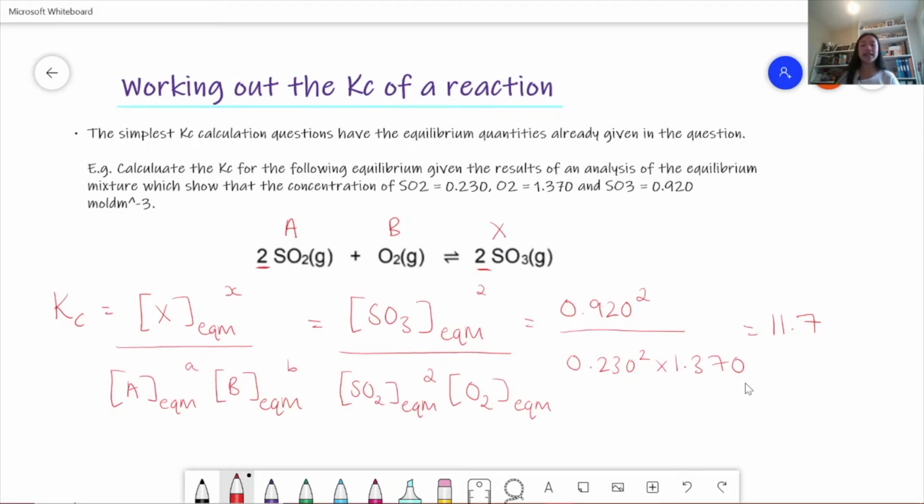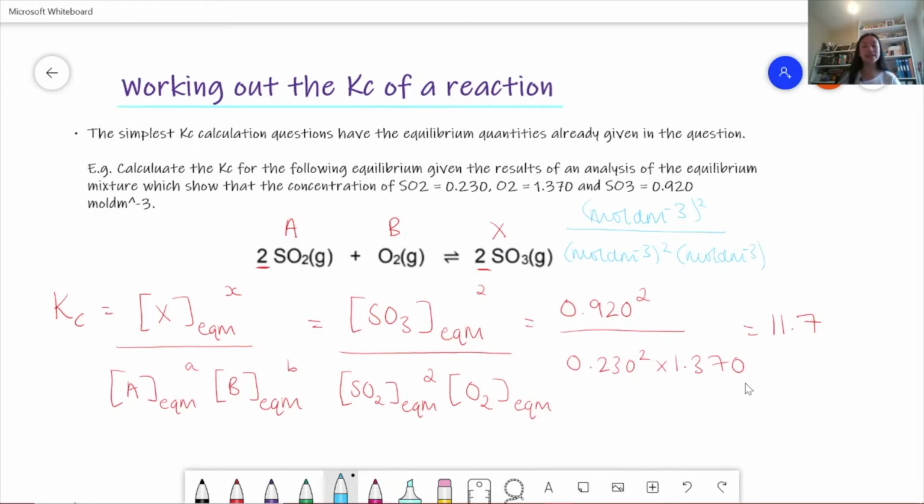Now, the thing with Kc is that the units of it change depending on the reaction. So the way we work out the units is that we use the formula that we have here, but we cancel out some of the units. So for example, for this example, on the top we have a concentration squared. So we have moles per decimeter cubed squared. And then on the bottom, we have another moles per decimeter cubed squared and just a normal moles per decimeter cubed.